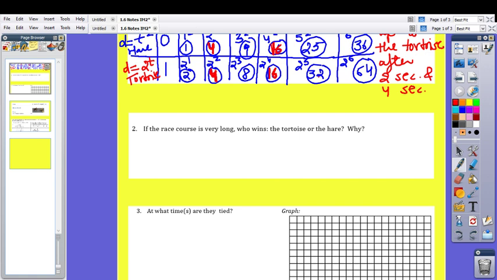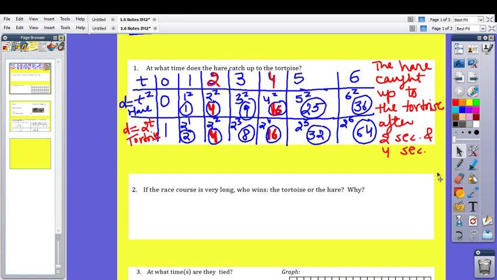And this one is saying if the race course is very long, who wins, the tortoise or the hare? So you can see we just talked about it. If it is really long, look how the tortoise is covering more and more distance each time. This is 25 for hare but 32 for tortoise, then it's only 36 for hare but 64 for tortoise. So the tortoise will be winning if it is a really long race. So let's write it down.